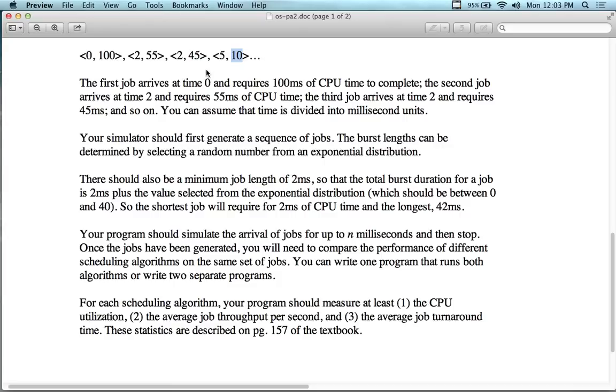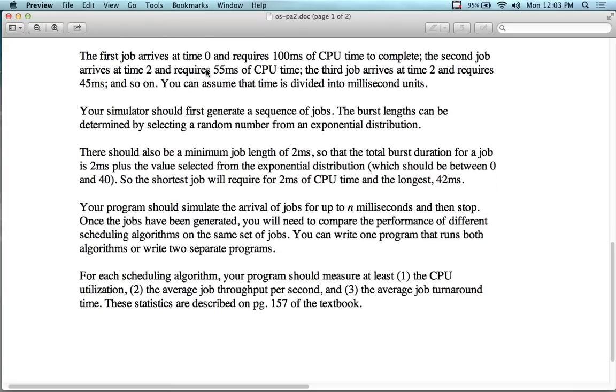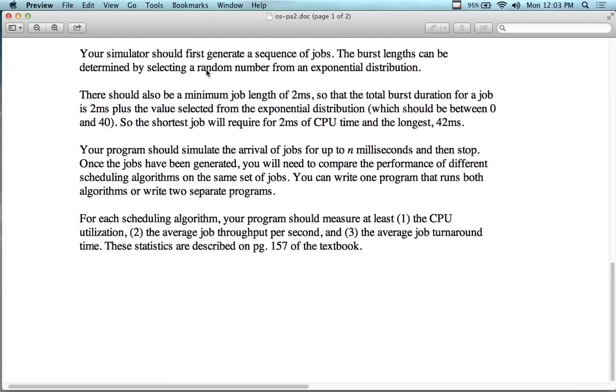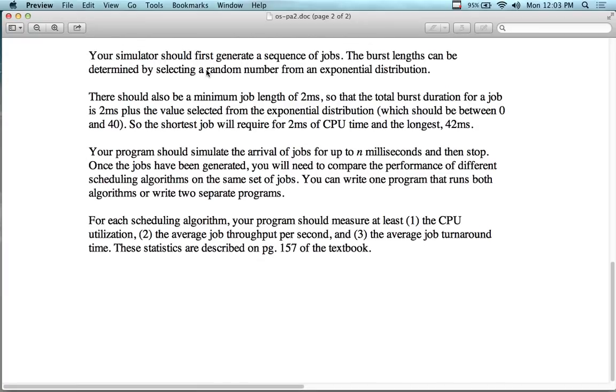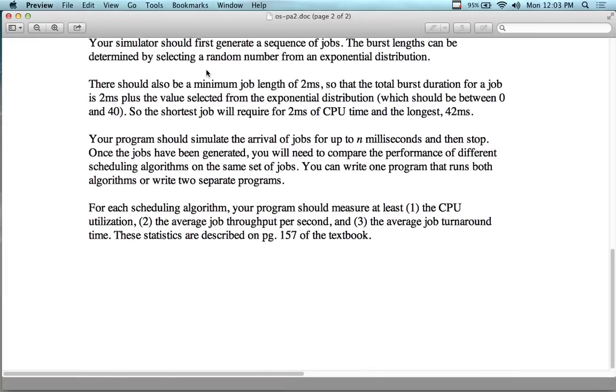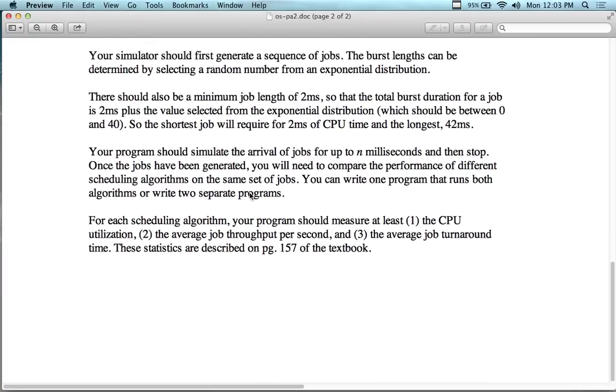Simulate it so that you have a bunch of jobs. So your program should simulate the arrival of it and then the stopping of it. Once the jobs have been generated, you're going to compare the performance with these different scheduling algorithms. And we're going to go back to that slide in a few minutes, and that's the comparison. That's the slide that shows you the comparison information.